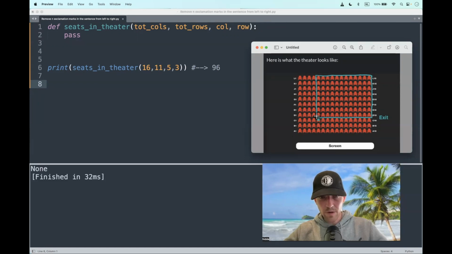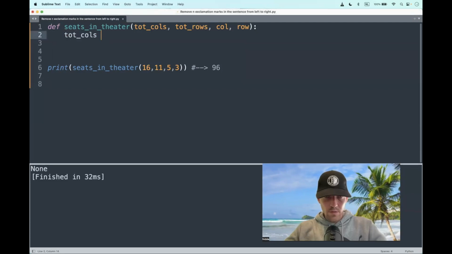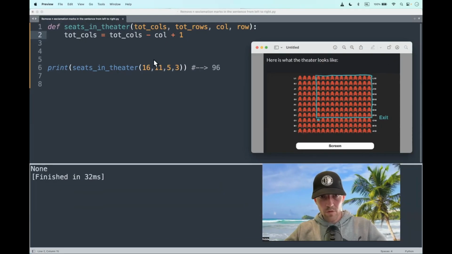So how do we calculate how many people are behind us? Well, as follows. First of all, we can do the following for the columns. The total of columns has to be subtracted with the column where we sit, but we have to add up 1. Let's assign this to total columns. As you can see, we have 16 columns in total. When we subtract 5 from it, we get 11, but we have to add up 1. Why? Because we have 1, 2, 3, 4, 5, 6, 7, 8, 9, 10, 11, 12 columns to the left of us.